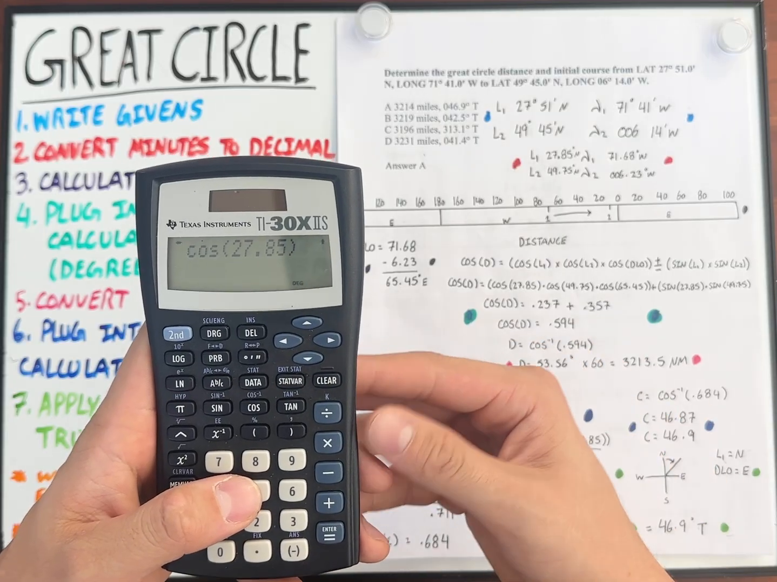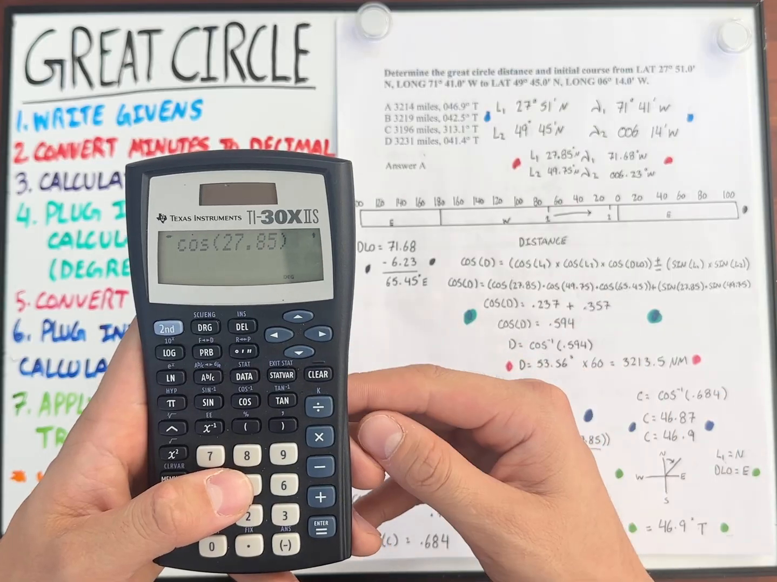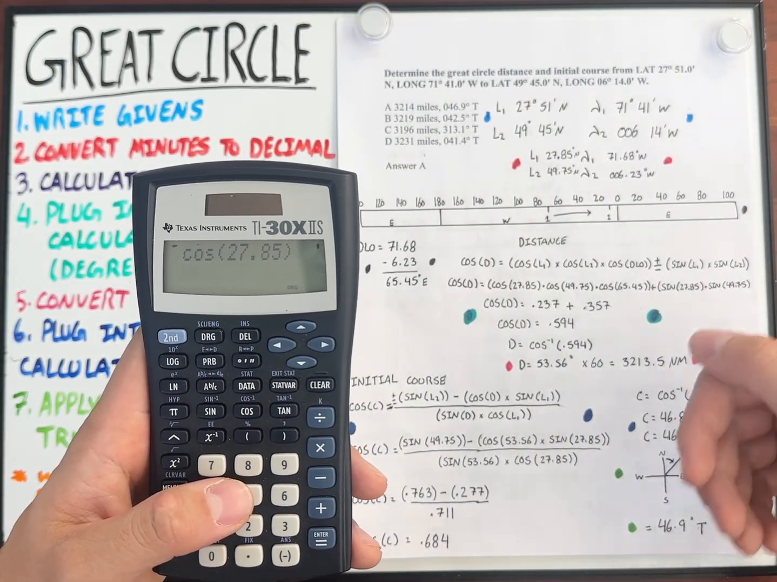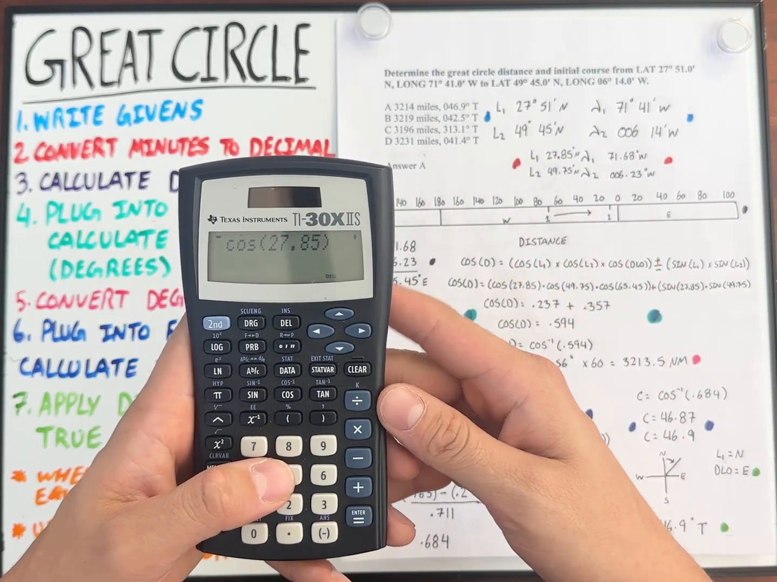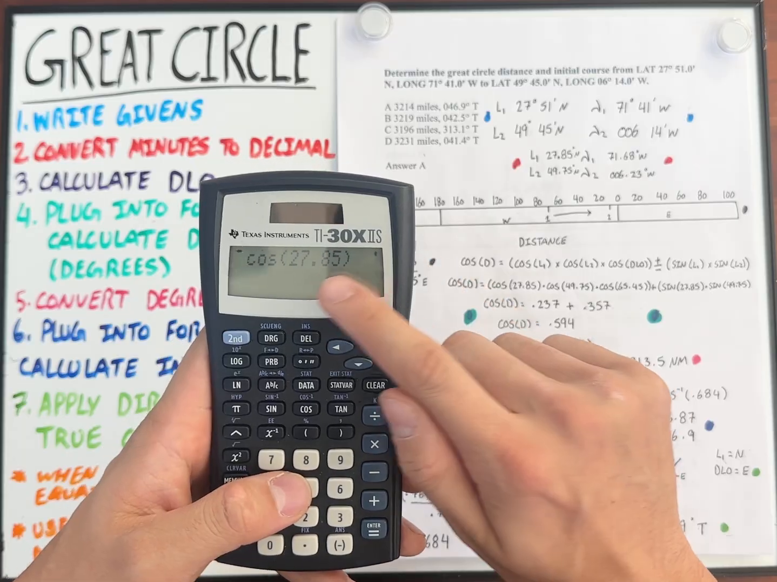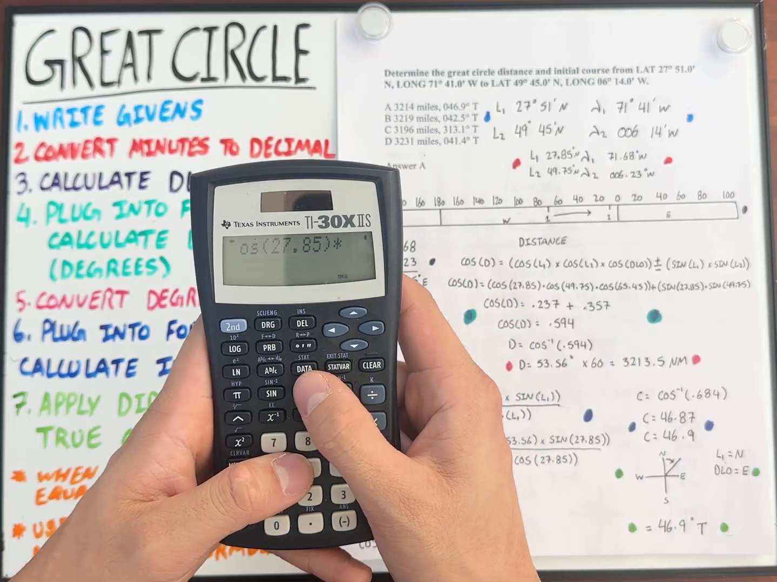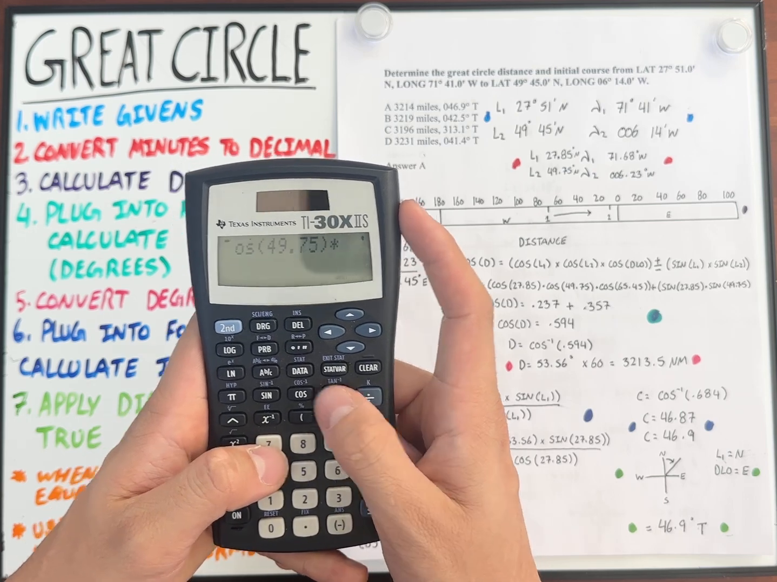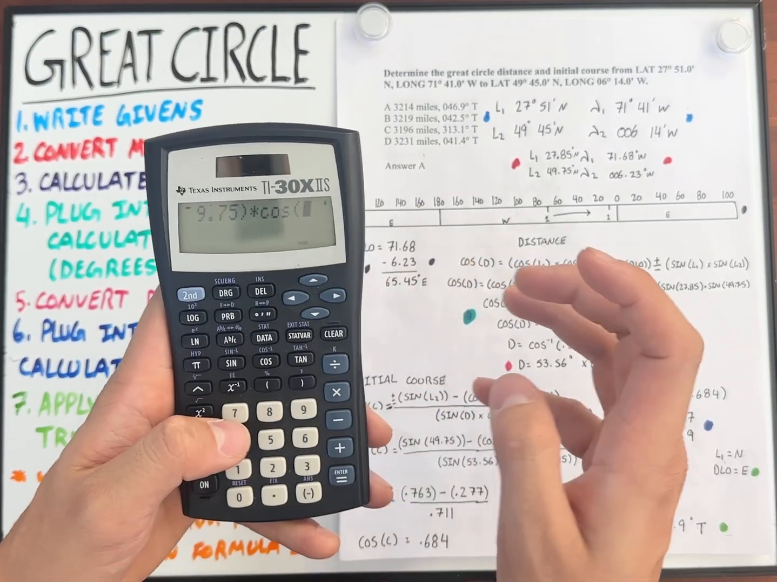extra inputs into my calculator. I don't want to have to type in 27 degrees, 51 minutes, so on and so forth through every entering argument. I want to have as few calculator inputs as I can. So 27.85 is just a whole number, times cosine of lat 2, cosine 49.75, times cosine of d long, cosine difference of longitude 65.45.